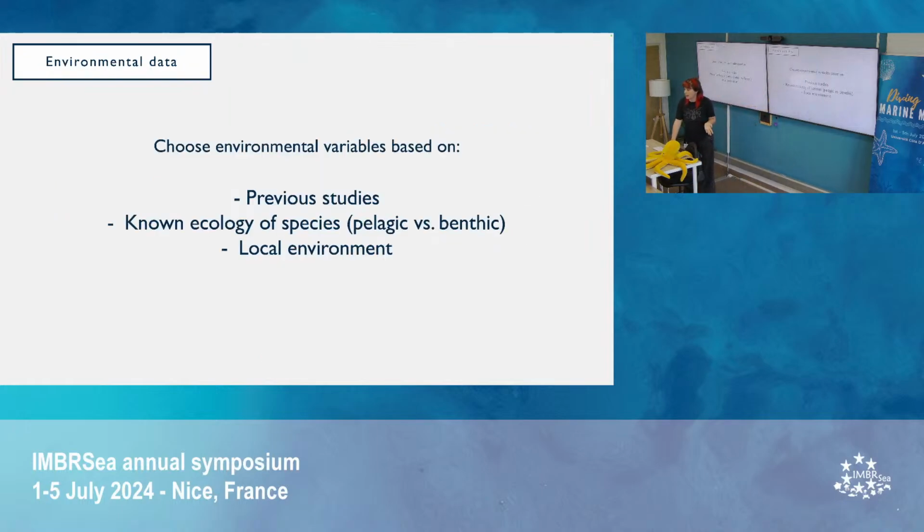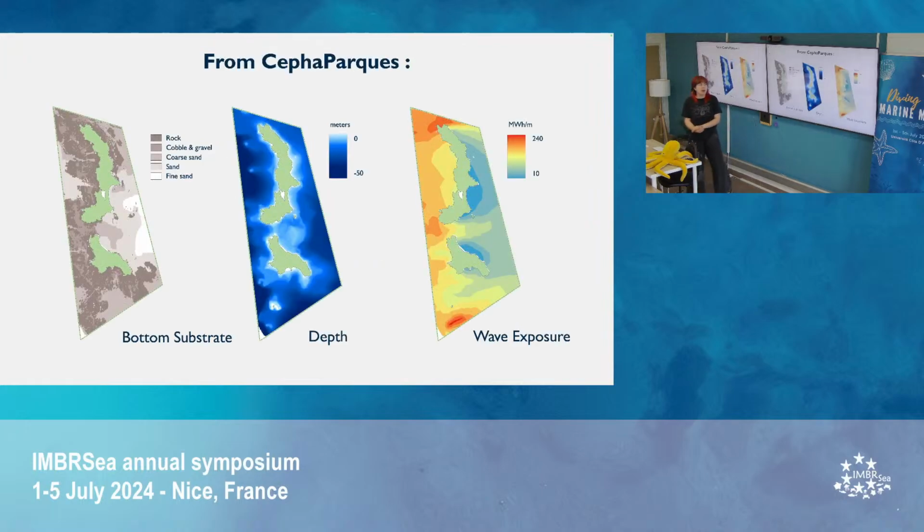Next, the environmental data. So as you can imagine, there's an infinite amount of variables that we can choose from. So we have to do an initial selection. And to do this, you can base it on previous studies of the species, the known ecology of the species, so benthic and pelagic species won't be affected by the same variables. And finally, the local environment. So if you know that your area has high variability of temperature, for example, it would be interesting to take this into account. In my case, I got my first 3 variables from Cephaparchus, so that same project I mentioned earlier. They also modeled these 3 variables.